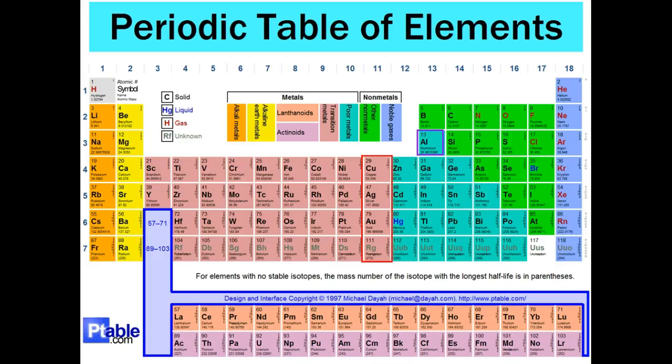So this is the periodic table. And of course, these are your semiconductors right here. Notice they fall in a group. I'm sorry. These are your.